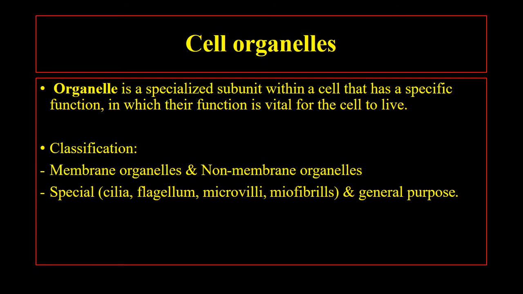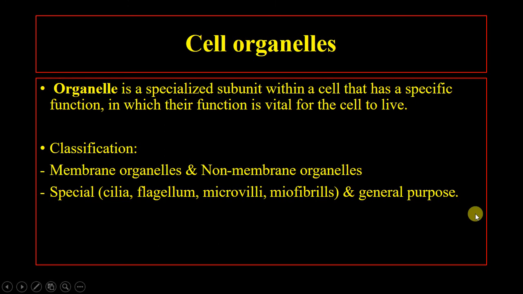And now let's talk about the classification of the organelles. There are different types of classification. The first classification is based on the structure of the organelles: do they have a membrane or not? On the basis of this feature, organoids are divided into membrane organelles and non-membrane organelles. The second classification is based on the function of the organelles: do they have special functions or not? On this basis, organelles are divided into special and general organelles.